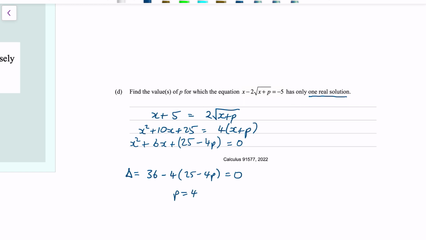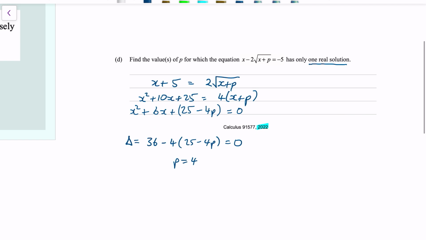Now if you look at the NCEA mark schedule for 2022, that's what they gave for a merit. In fact, that's actually the wrong answer. And the easy way of explaining why that's the wrong answer, or not sufficient an answer, is if I consider what this graph here looks like, y equals x plus 5, and then consider what this graph here looks like, y equals 2 square root of x plus p.